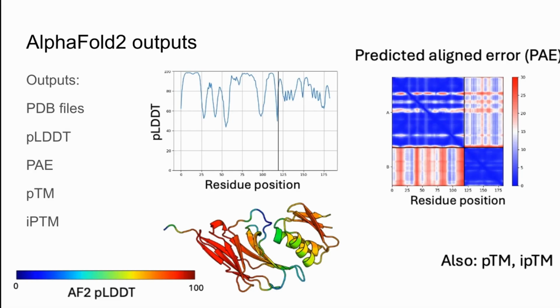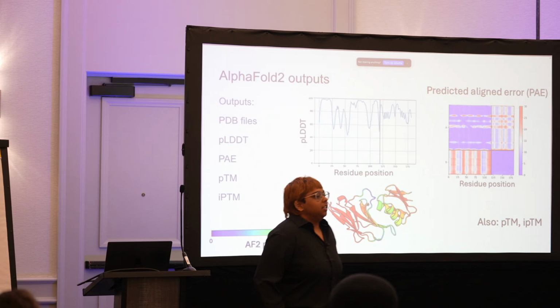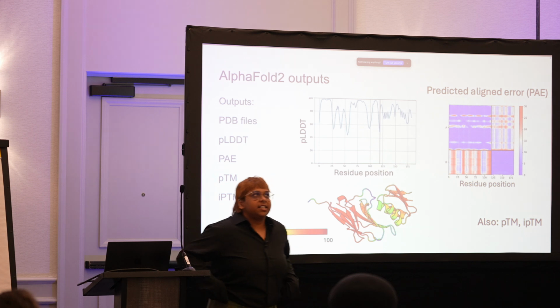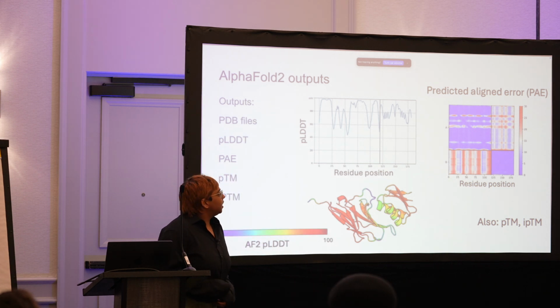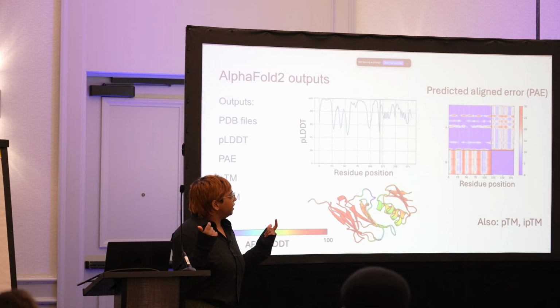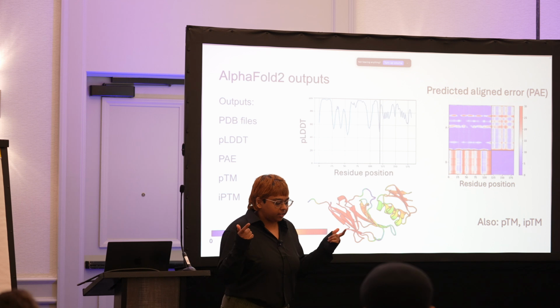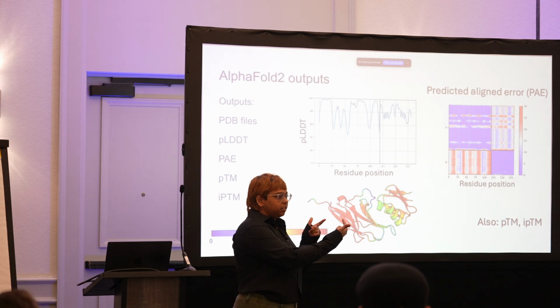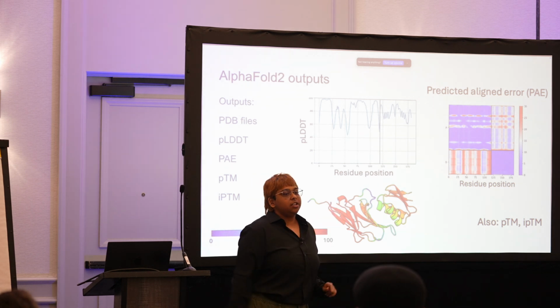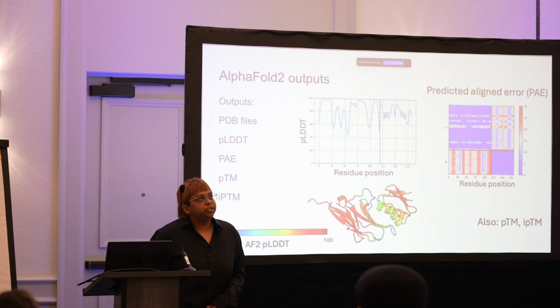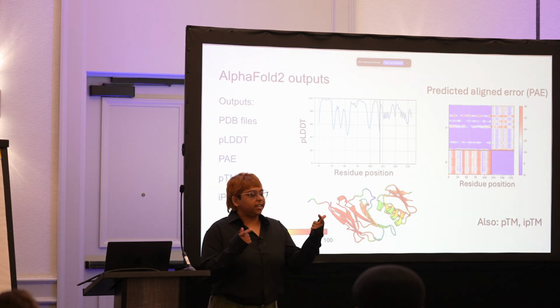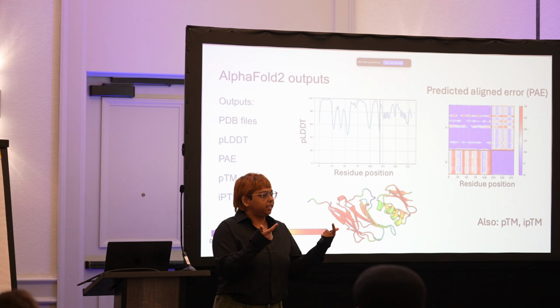So that kind of gives you an idea of which parts of the structure or the interfaces. So the PAE matrix isn't symmetrical because it is measuring the PAE by aligning one residue and seeing how much the other residue has an error. So what I usually do to handle this is just average over PAE of residue X with respect to Y and Y with respect to X.